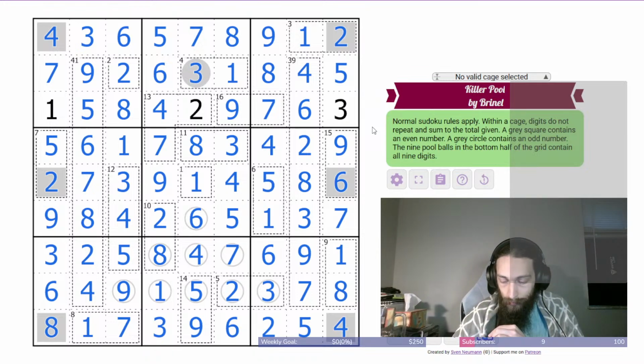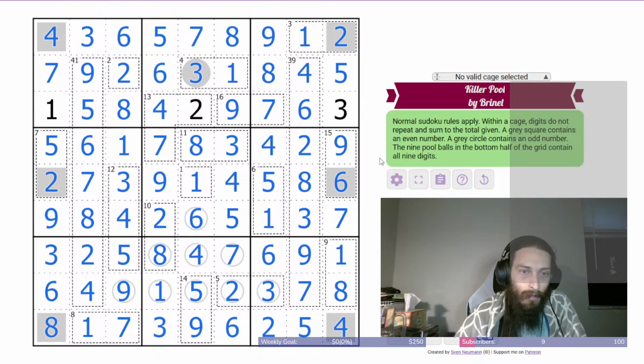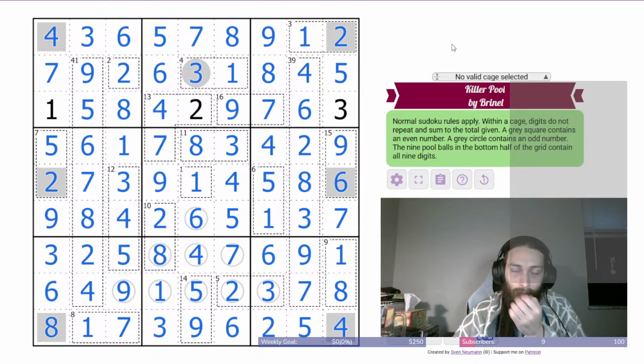Right. Yeah. All right. Yeah, any other comments on this puzzle? It was still a good puzzle, even though it was hard. It was just hard.